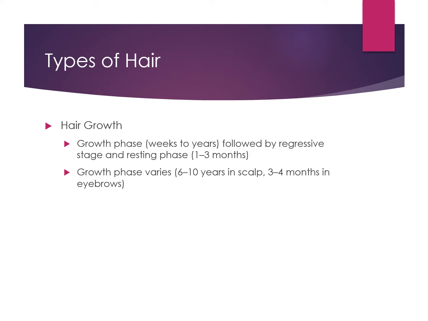Hair tends to grow in stages. You have a growth phase, which can last weeks to years. That's followed by a regressive stage and a resting phase of 1 to 3 months. How long a growth phase lasts kind of varies. A growth phase can last for 6 to 10 years in the scalp, but be only 3 to 4 months in eyebrows.